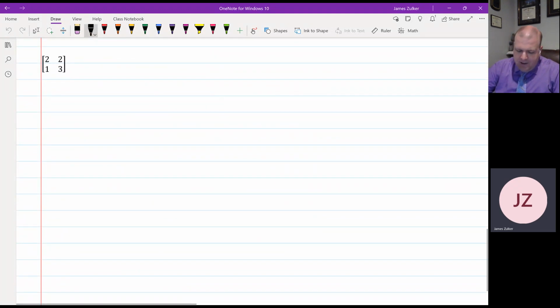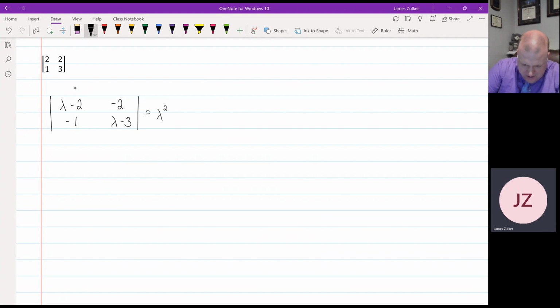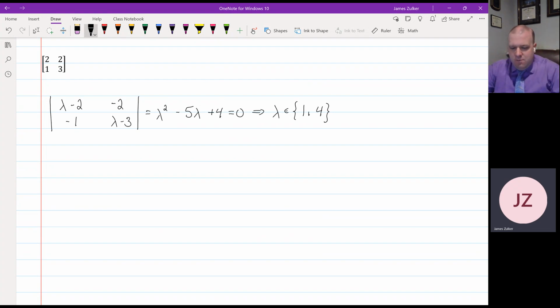Okay, so let's look at 2213 now. Again, we want the determinant: lambda minus 2, -2, -1, lambda minus 3. That gives us lambda squared minus 5 lambda plus 4. Set that equal to 0, and we get that lambda is either 1 or 4. So two eigenvalues, 1 and 4.